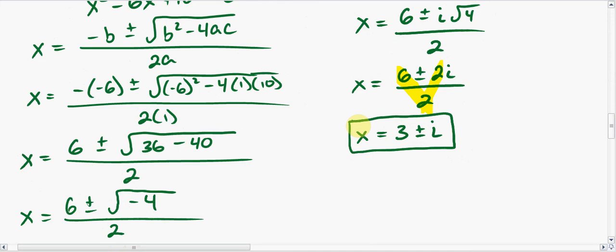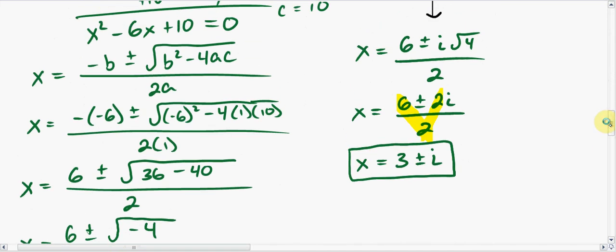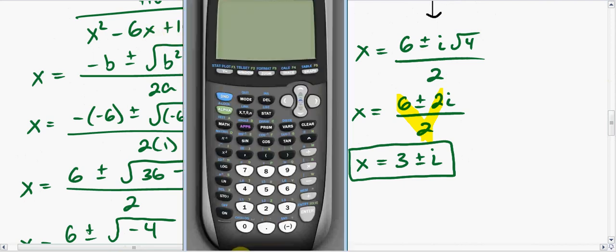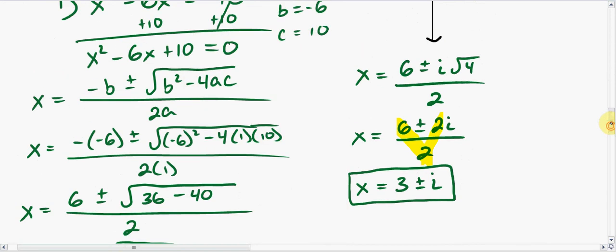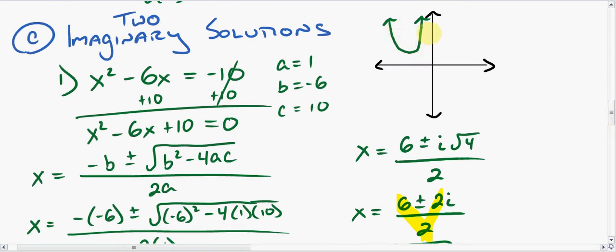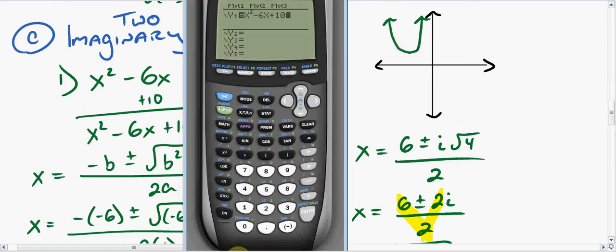And what does that look like? Well, let's go ahead and plug in x squared minus 6x plus 10 into our calculator. I haven't done that yet. I apologize. So we'll go to y equals, clear this out, and we'll go x squared minus 6x plus 10. And we want to see what that's going to look like. And hopefully we'll see a graph that's not going to touch the x-axis. So when I hit zoom 6, we'll see it graphed.